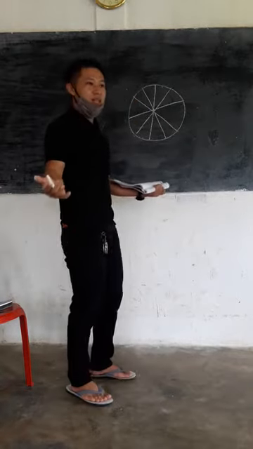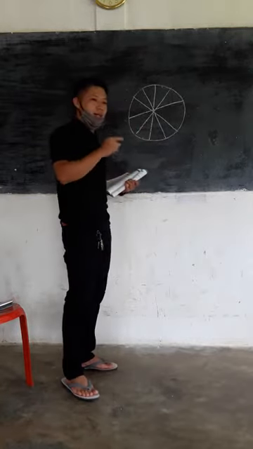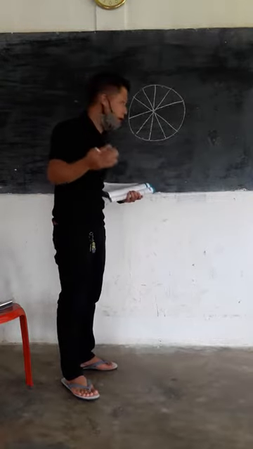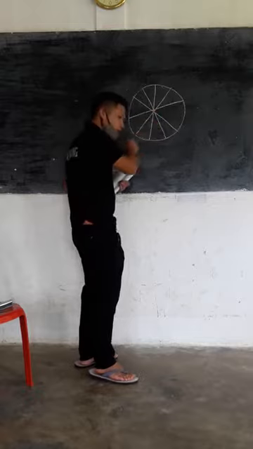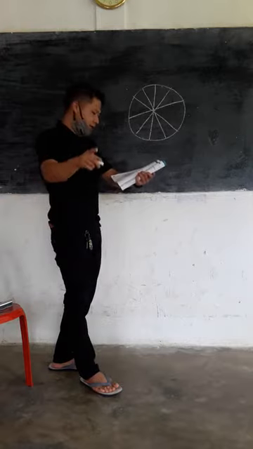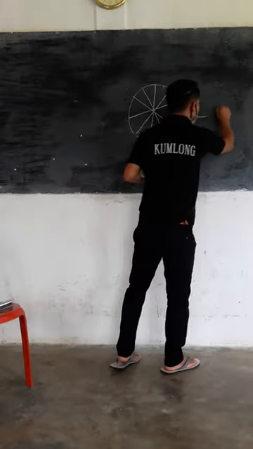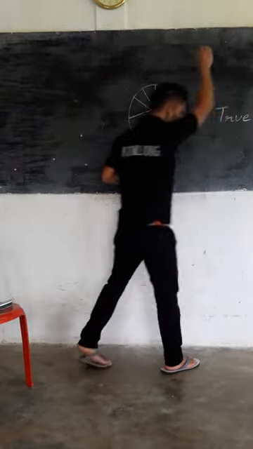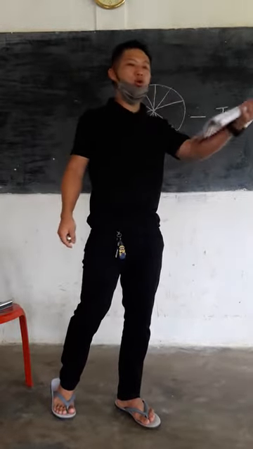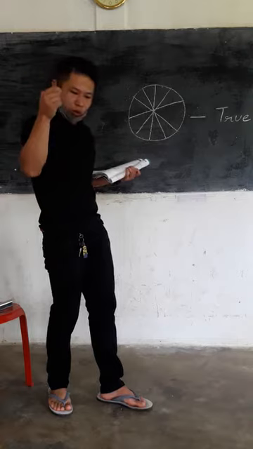So in a circle, there will be many diameters and many radii. Radius is half of the diameter. So the first question, a circle can have many radii and diameters, the answer is true. The second question: diameter is the longest chord of a circle.